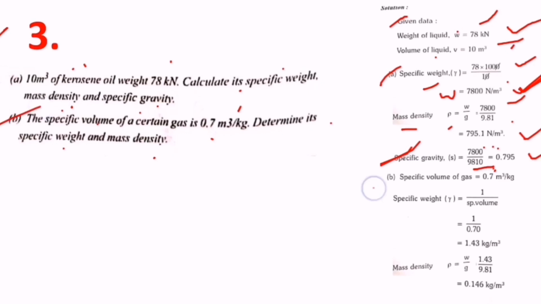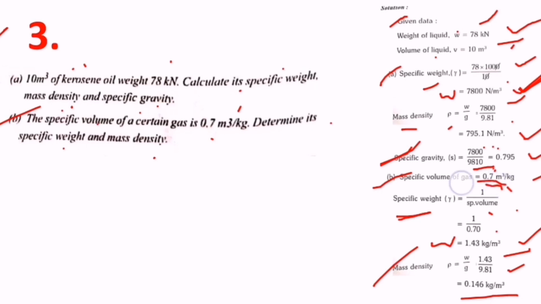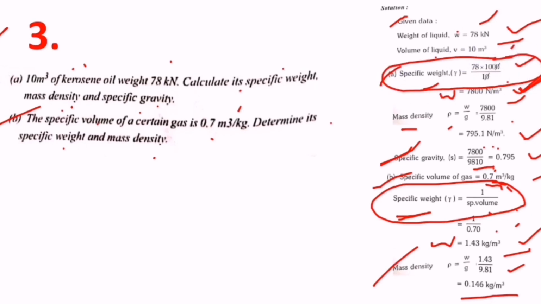The second question is specific volume of gas as 0.7 meter cube per kg given. So specific weight equals, we know, 1 by specific volume, that is 1 by 0.7, that will be 1.43 kg per meter cube. Next, mass density equals W by g. W is 1.43, just now we got, this is W. So 1.43 by 9.81, that is 0.146 kg per meter cube. So specific weight we got in this way also, 1 by specific volume. Here specific gravity we got as W by V.